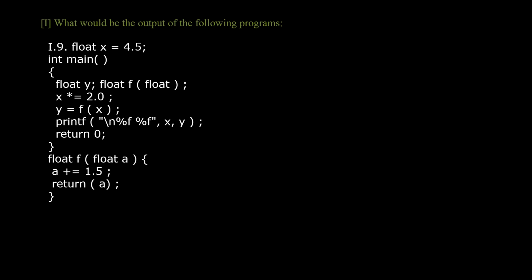Now printf x and y. x will be 9.0, y will be 10.5. Though we are passing global value here, we are just passing as a value. We are not passing as an address. So x will be 9.0 and y will be 10.5.